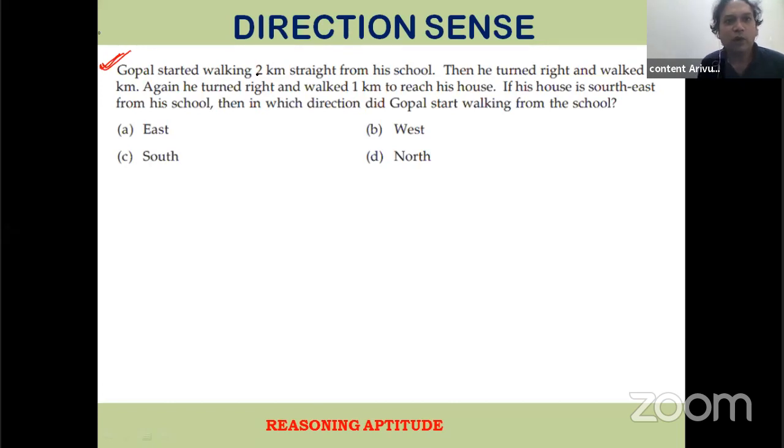So Gopal started walking 2 kilometers straight from his school. Then he turned right and walked 1 kilometer. Again, he turned right and walked 1 kilometer to reach his house. If his house is southeast from his school, then in which direction did Gopal start walking from the school?